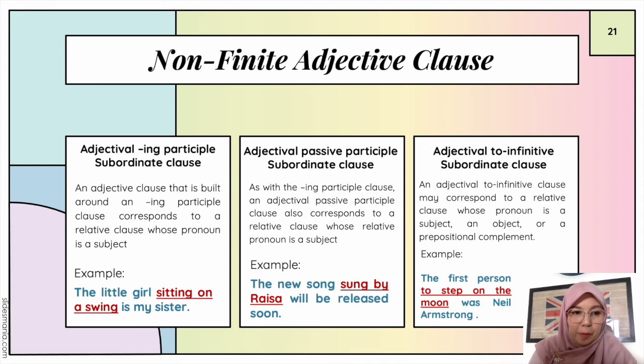Here is the example. The little girl sitting on a swing is my sister. As you can see, the phrase sitting on a swing is the adjectival -ing participle subordinate clause.